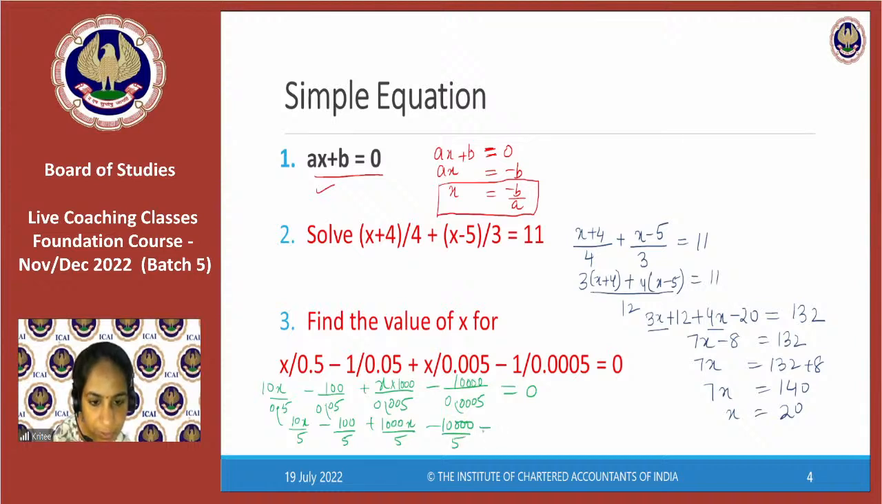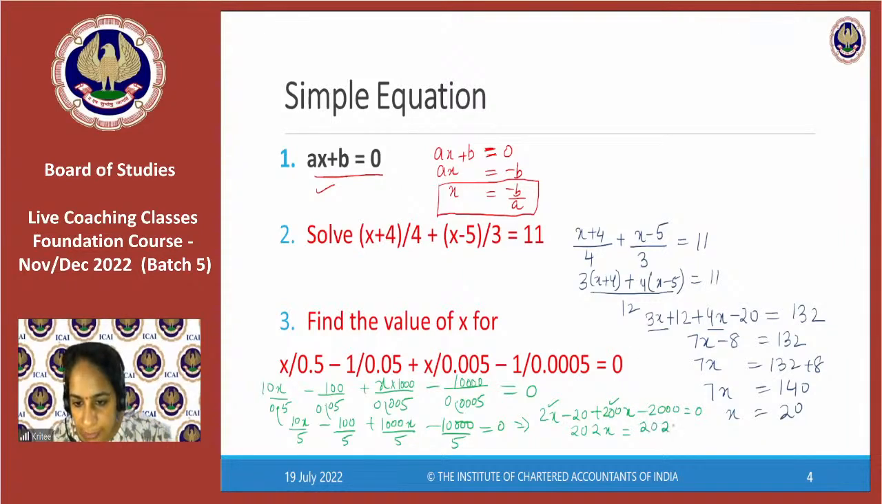By the way, this is your study mat question. So you can either simplify or take the LCM. I'm simplifying it first. 10x by 5 is 2x, minus 20, plus 200x, minus 2000 equals 0. Keep only the x terms here: 2x plus 200x is 202x. The rest of the numbers go on the other side and are added there.